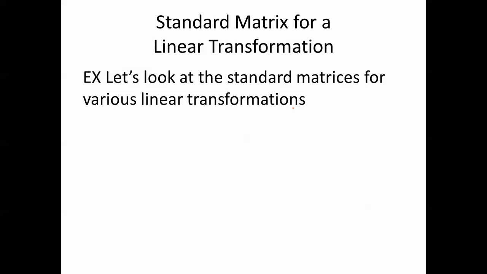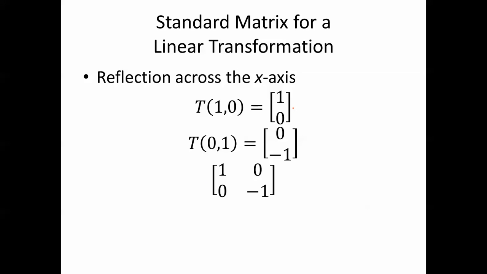Let's look at the standard matrices for various linear transformations. Let's take reflection across the x-axis. If you reflect a point across the x-axis, what does T do to 1, 0? Here's 1, 0. When you reflect 1, 0 across the x-axis, you just get 1, 0. So T of 1, 0 is 1, 0. Now T of 0, 1, when you reflect that across the x-axis, you get 0, negative 1. So the matrix that corresponds to the reflection across the x-axis is 1, 0, 0, negative 1.